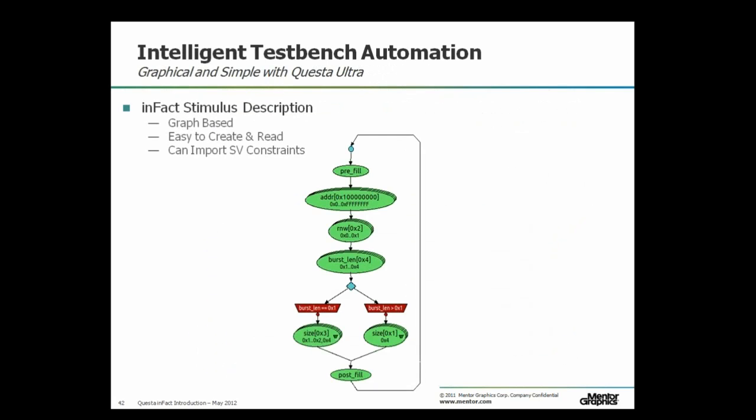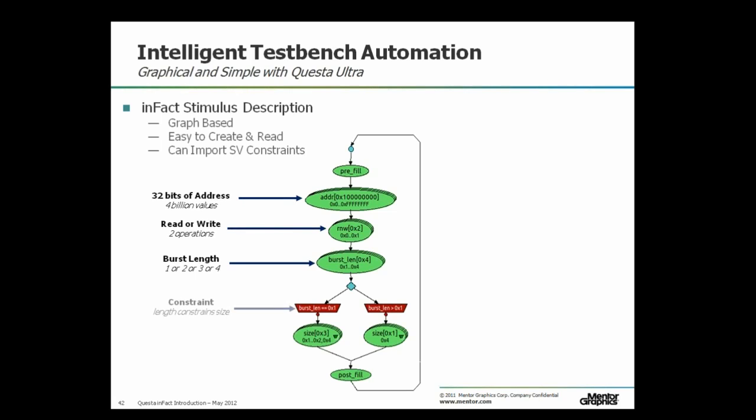So one of the things that intelligent test bench automation can do is make this whole process simpler. This graph here in the middle describes the exact same stimulus space that we saw two slides ago with the SystemVerilog constraints. It's the exact same thing. In fact, there's even a constraint embedded inside. We've got 32 bits of address with 4 billion values. We've got a read and write operation, burst length and burst size, although there's a constraint that doesn't allow us to combine or cross all different combinations of size or length. This is exactly what we just described, except you can look at this in the graph, in a picture, and see how it works.